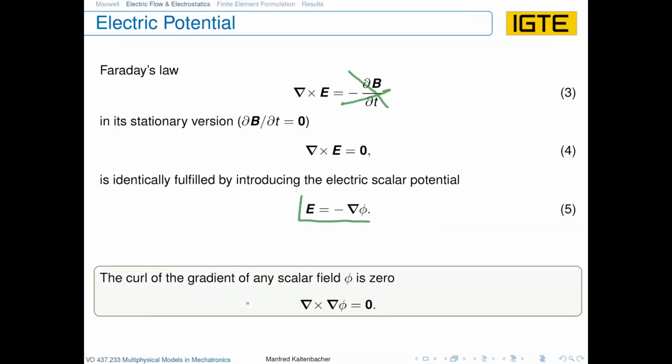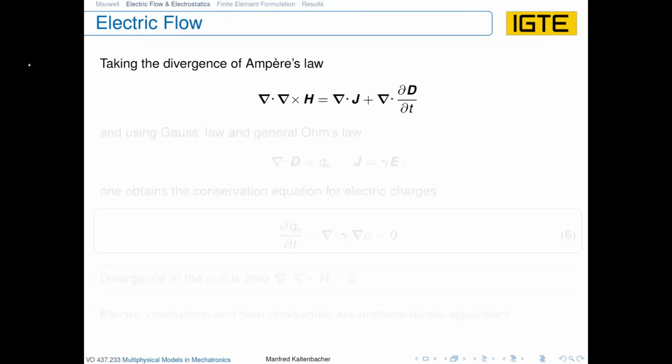But what we already can fully summarize is this electric field described by the electric scalar potential will be an irrotational field, so a so-called source-sink field, as we know, and can be described by a scalar potential.